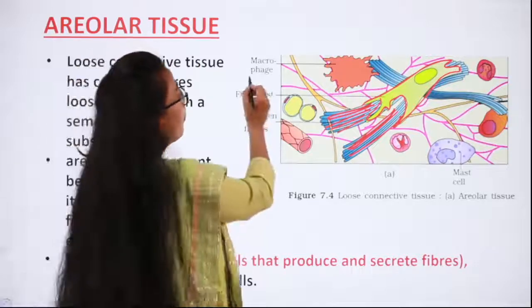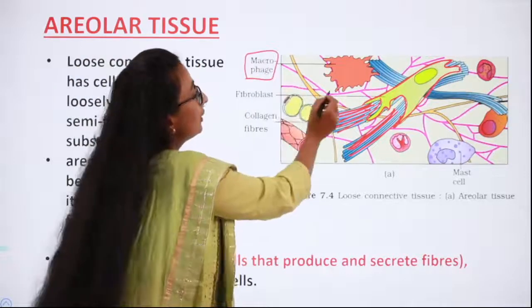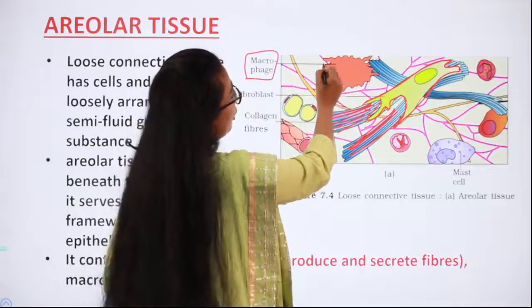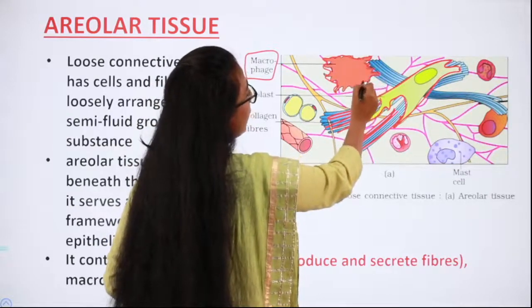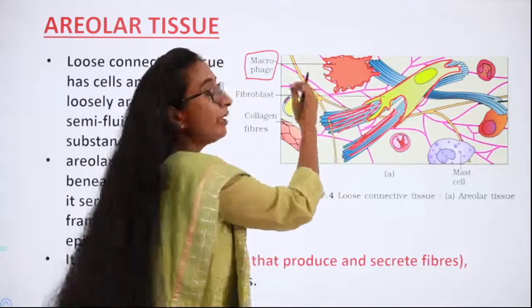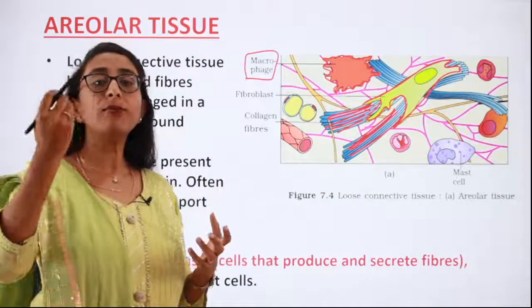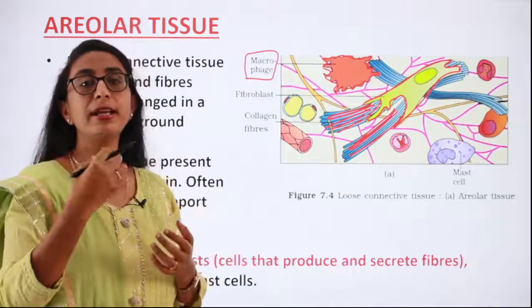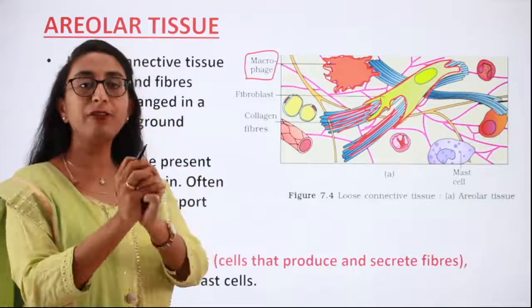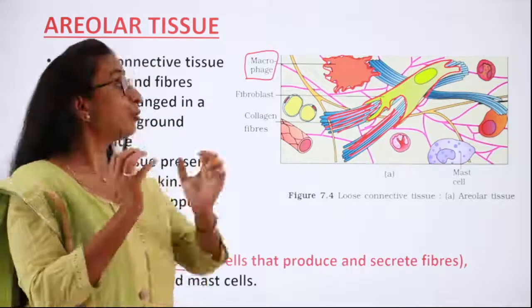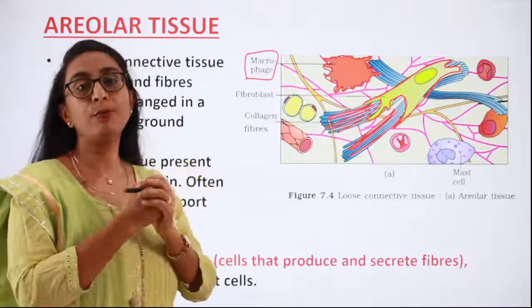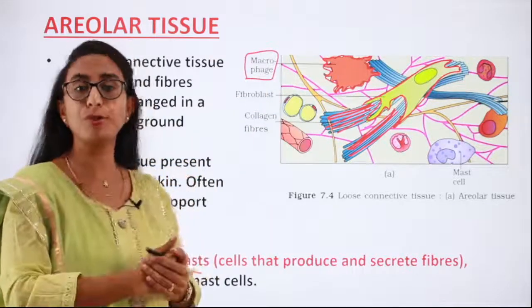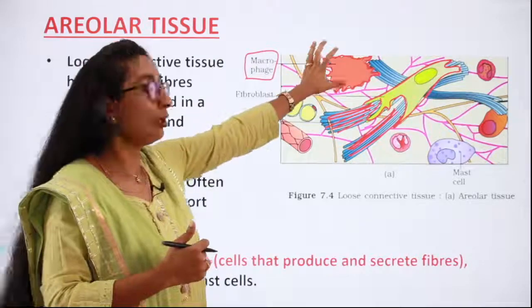Then we have macrophages. So what are macrophages? Macrophages are an important cell in the immune system. Whenever a bacterium enters the body, a macrophage will catch hold of it, engulf it and destroy the bacteria. They play a very important role in the immune system. They are a part of our immune system.